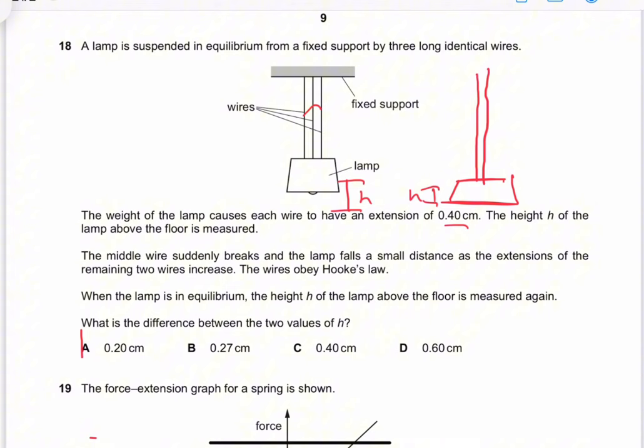But you must know that if you find the extension that this wire is going to have after that wire is broken, if we subtract the two, we can find the total difference in the extensions, and that becomes the difference in the height that we want to find. Okay, so let's go through that.